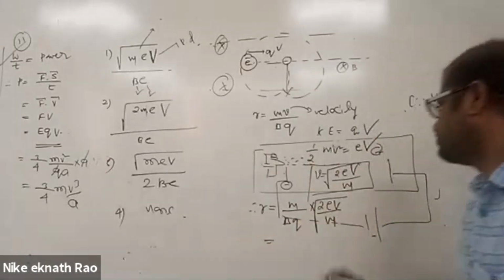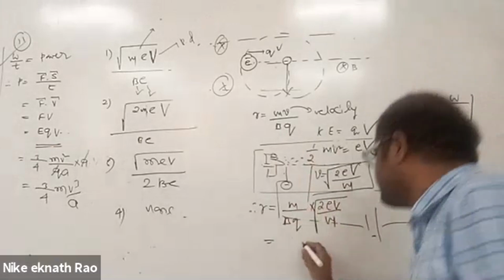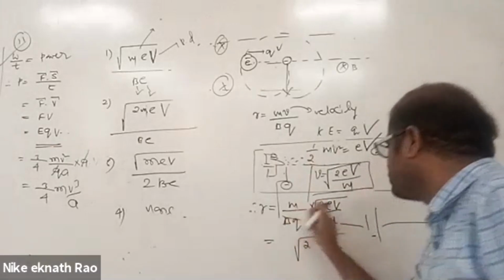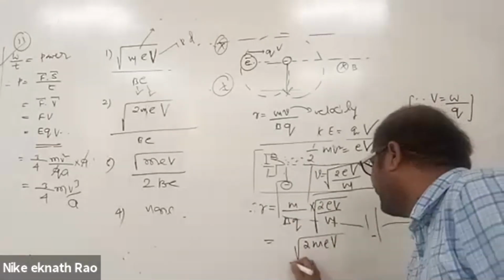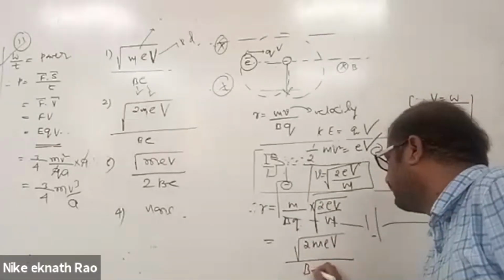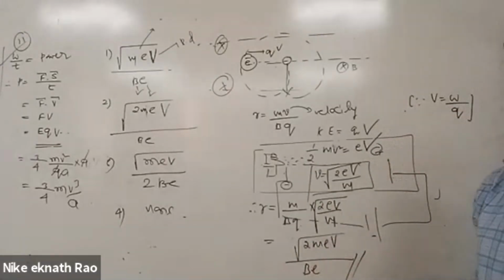So when you take this inside the root, the m square by m becomes m, so root of 2m eV, divided by the charge e, so B into e. Therefore, we have how much now?